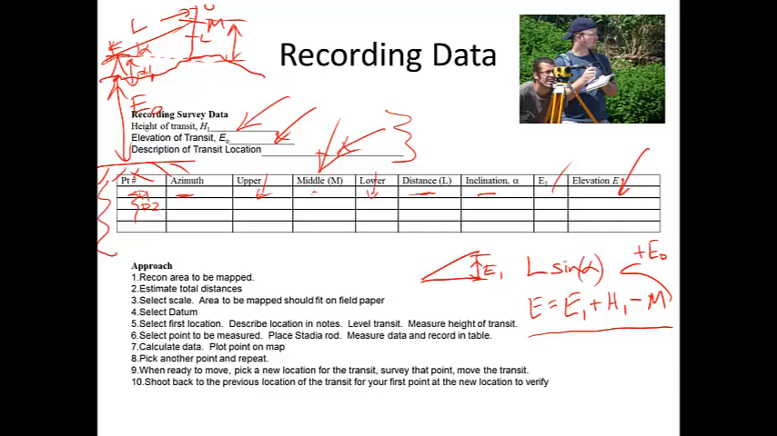The overall approach is given here, and it's really very similar to the approach that we looked at when doing pace and compass. The only difference we saw on the previous slide is that you'll probably want to shoot many points from a single location rather than just shooting one or a few with the pace and compass.